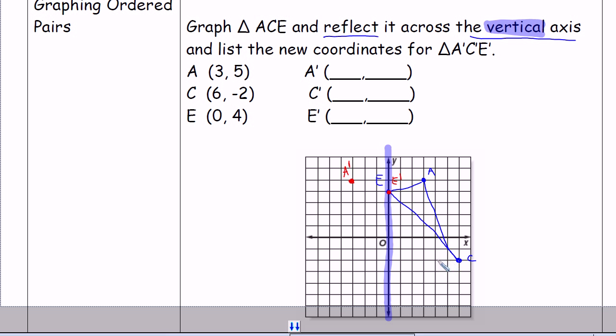So I'm going to count 1, 2, 3, 4, 5, 6. So I gotta count 6 units. Dots.